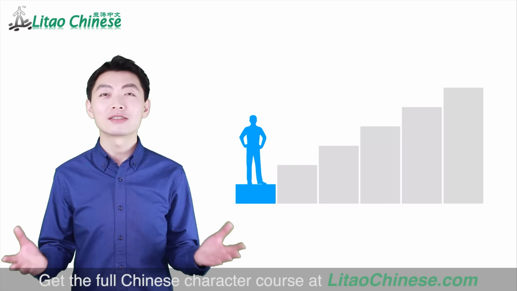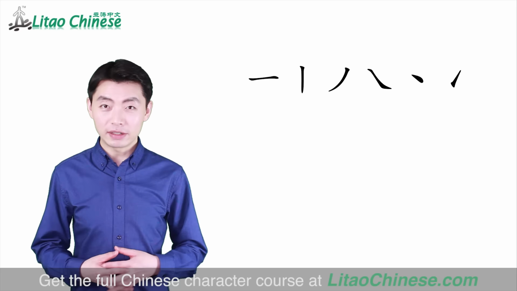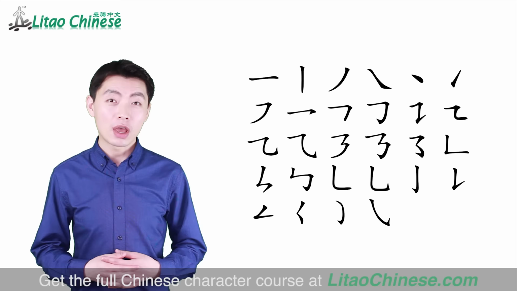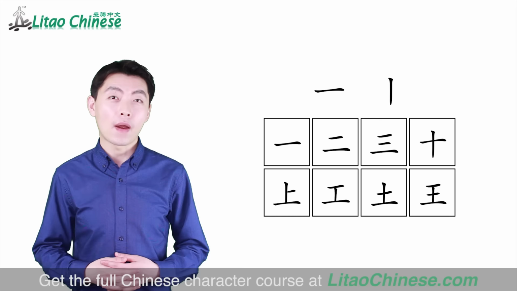Well, let's get started. A Chinese character is made of strokes, which are the smallest unit of Chinese writing. And there are 6 basic strokes and 22 compound strokes. They all have their names and should be written in certain directions. In today's lesson, we are going to learn the first 2 basic strokes and 8 Chinese characters.